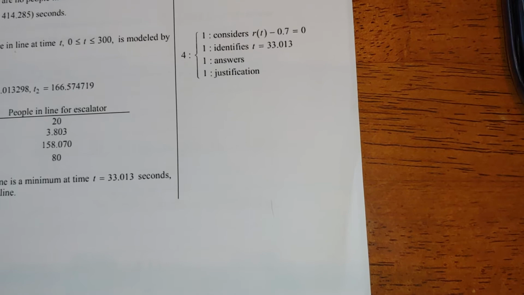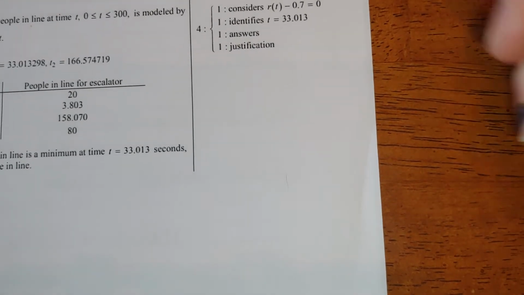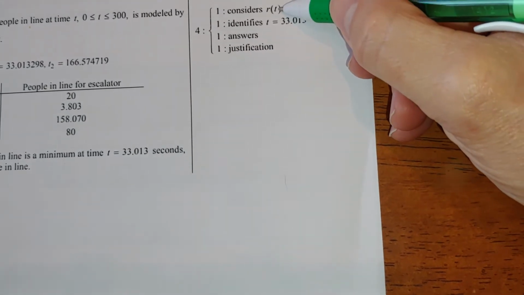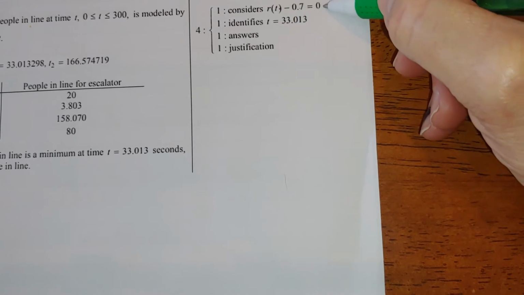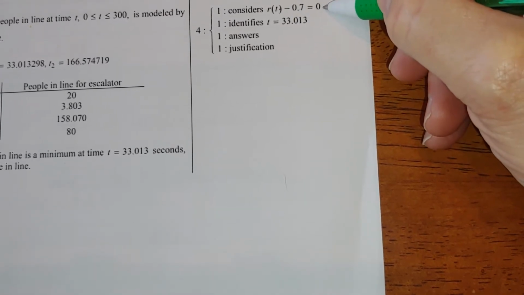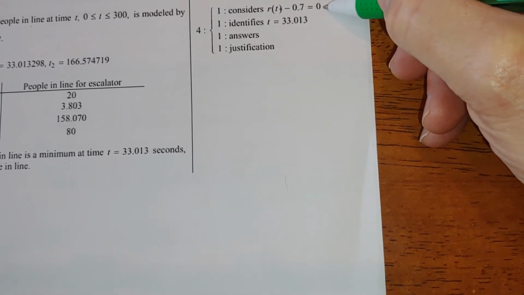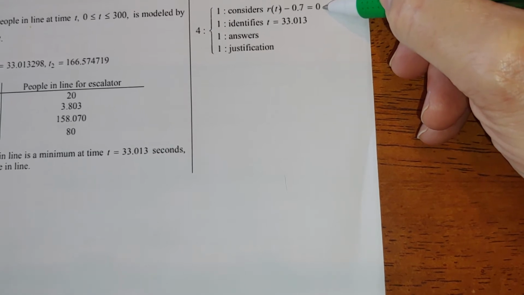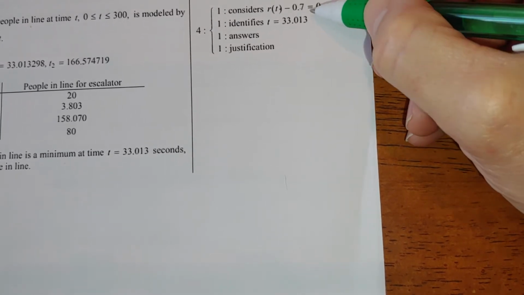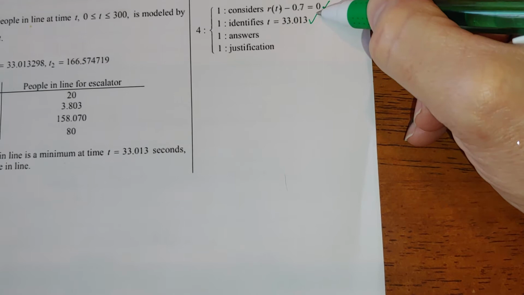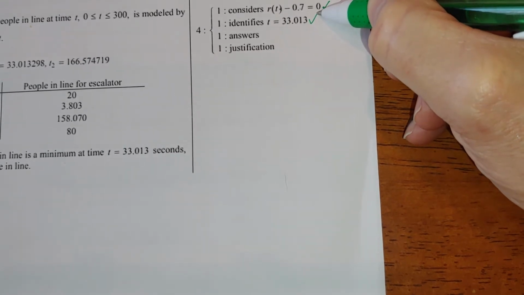So let's look at the scoring guide and see how the points are awarded. So you get 1 point for setting the in rate minus the out rate equal to 0. And you have to show that. In some way, shape, or form, you have to show that you're setting the in rate minus out rate equal to 0. You get 1 point for picking up the 33.013.